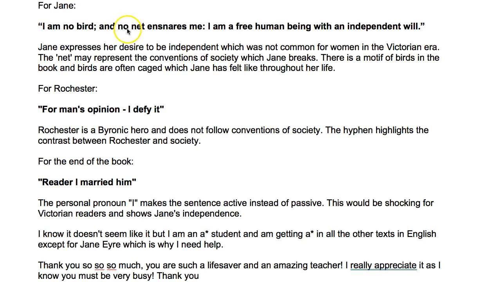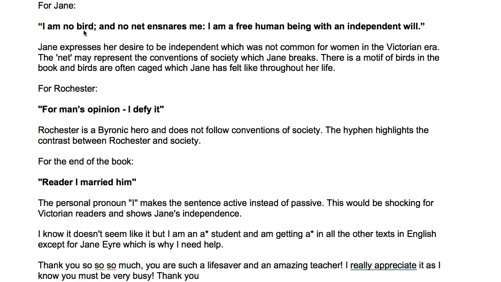You could look at the use of repetition here, and it might be that you're arguing Jane has to repeat herself so forcefully because actually society is ensnaring her, and that's why she's fighting so hard against it. You might look at the bird image, that motif, and see it as an image of freedom, and this is Jane acknowledging that she is no bird, she doesn't have freedom.